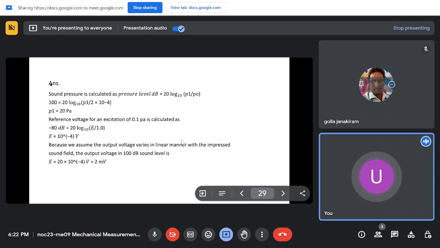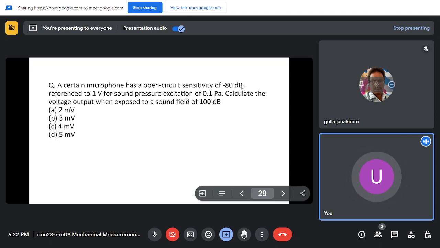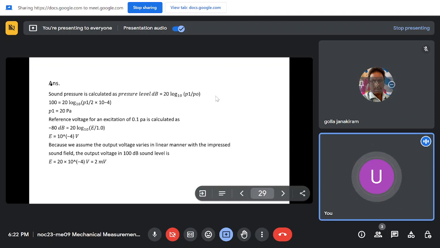So we'll see how to solve this problem. This is minus 80 decibel open circuit, the reference is 1 volt, and the pressure excitation is 0.1 pascal. We have to calculate the voltage when it is 100 decibel. So sound pressure level is calculated as 20 log 10 P1 by P0.